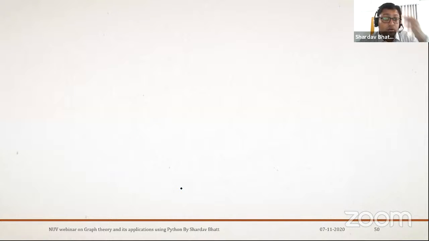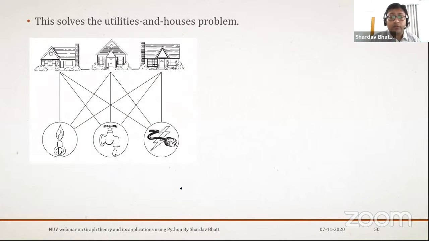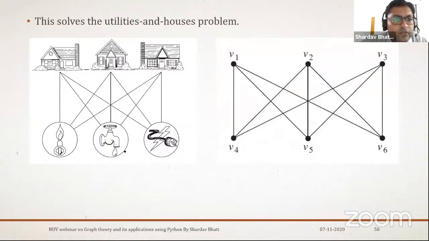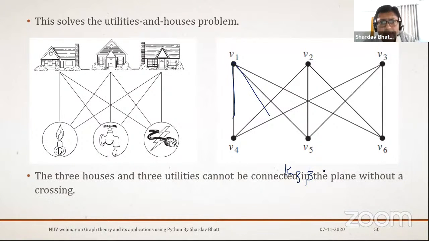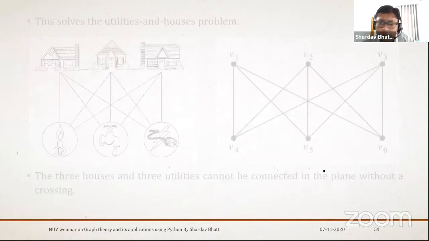let us check this solution of the utility problem. You can see if you represent the three houses with 3 vertices and 3 utilities with other 3 vertices, there is a connection between them. So basically this graph is nothing but K33, and as a result it is Kuratowski's second graph and it's not planar. And so this is how graph theory is used to solve the utility problems also.